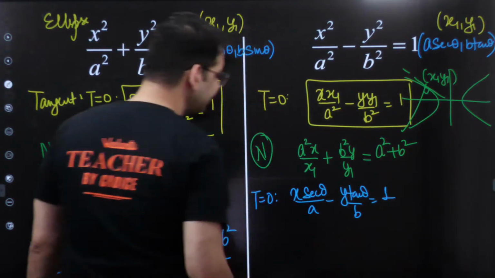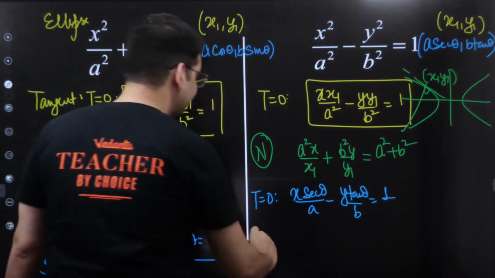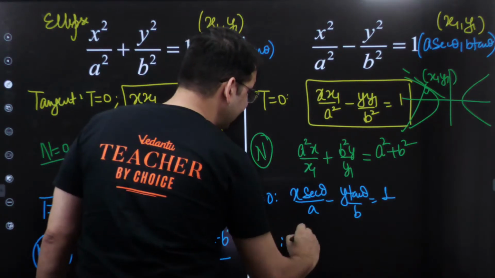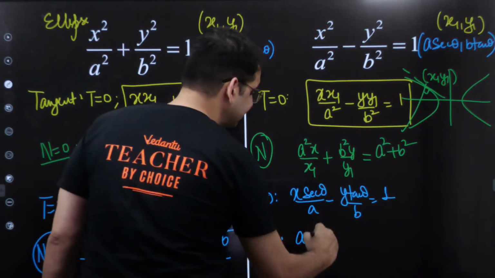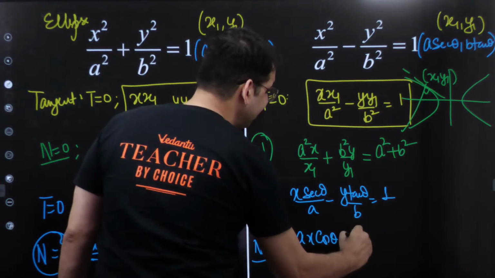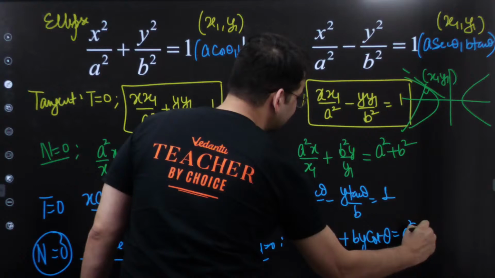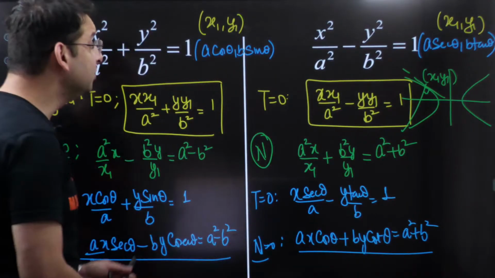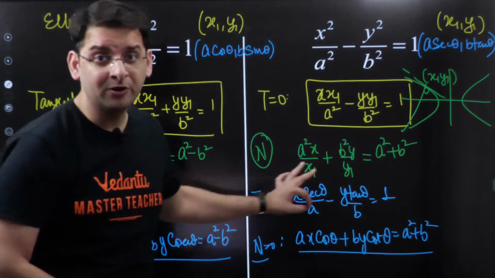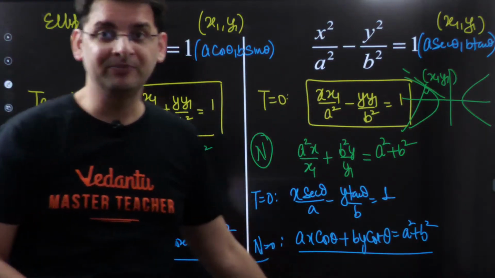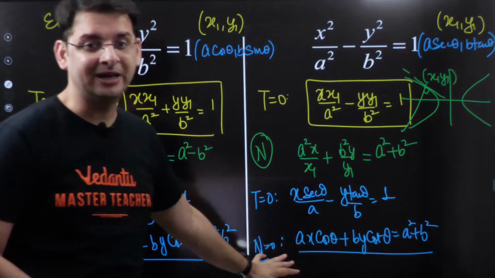This is the tangent. Normal, how do we write the normal? Reciprocate the coefficient of x. So it is a x by secant theta, that is a x cos theta, plus b y cot theta is equal to a square plus b square. So this is the parametric normal form of the hyperbola.